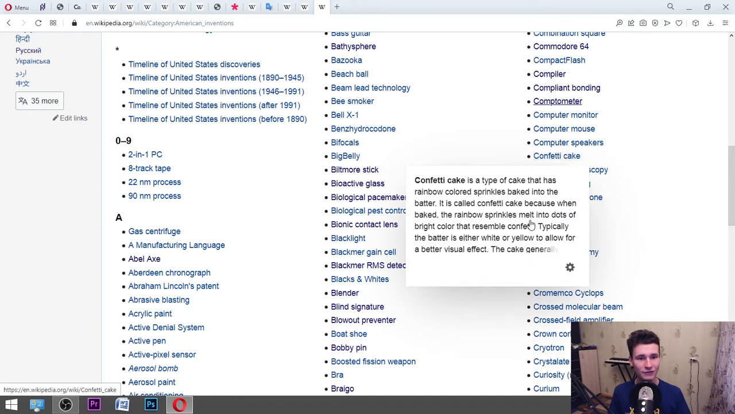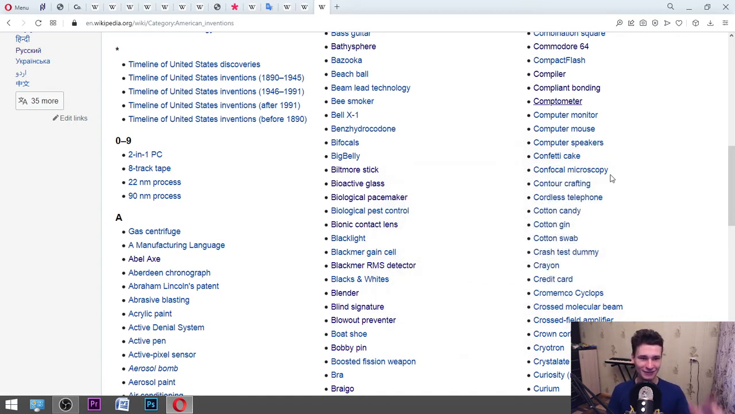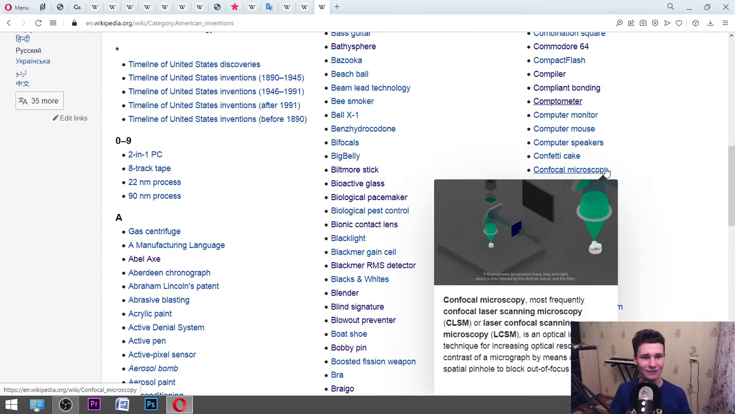Confetti cake also is a type of cake that has rainbow colored sprinkles baked into the batter. Wow, it is some of the confettis. And okay, confocal microscopy. Wow.